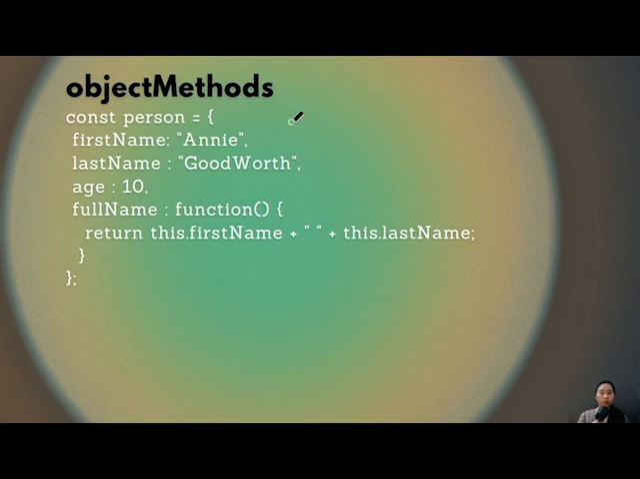Now, moving on to object methods. As I've mentioned, you can put a function in place of a fixed value. So full name function, return this. I want you to pay attention to the this keyword. This points to this. Okay, so this just meaning, this whole object, this object, right? Dot first name plus, I'm going to add spacing, otherwise the Annie and Goodworth is put together. And this last name, very straightforward.